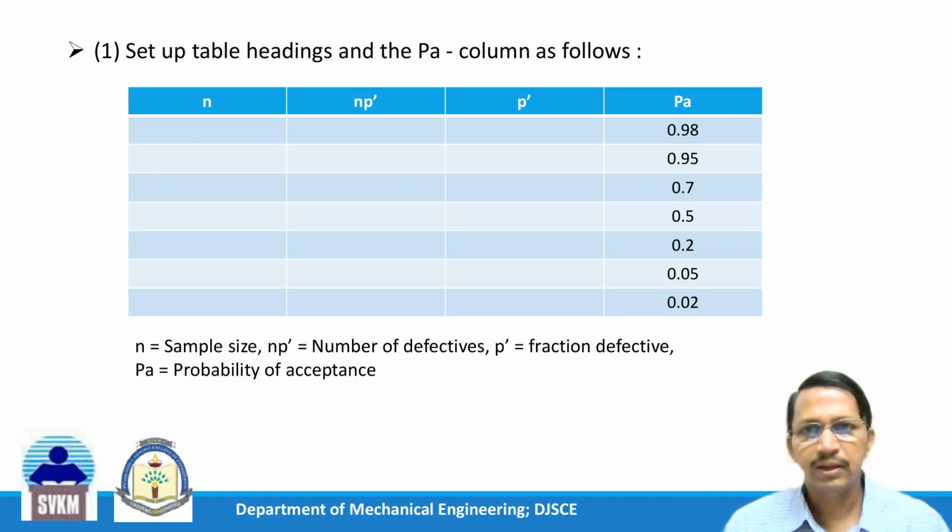You have to make these 4 columns: sample size, then n into p dash. P dash is actually the fraction defective.